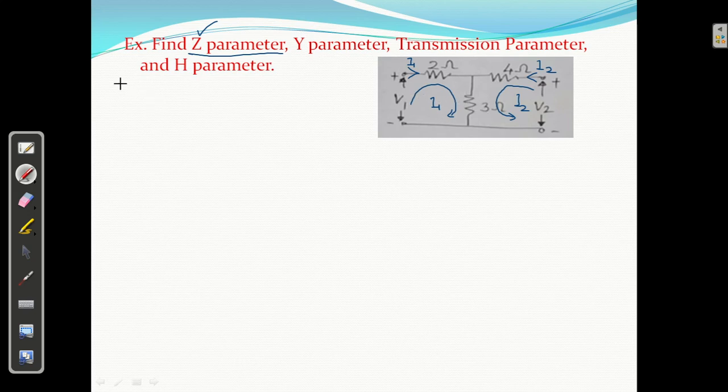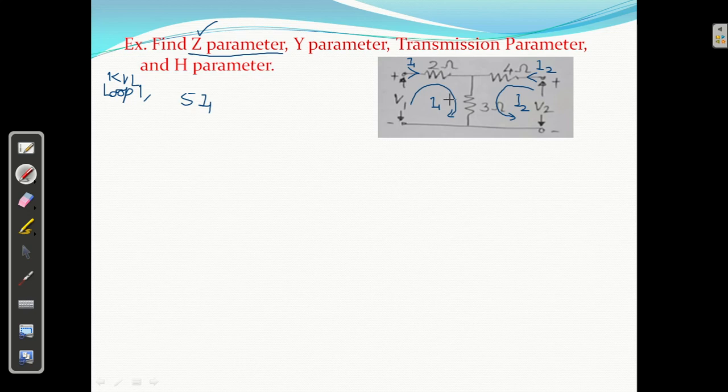Now loop 1, I am writing the KVL. Right, if you write the KVL, Kirchhoff's voltage law in loop 1, in this loop I1 flows through 2 and 3, so it is 5I1, 2 plus 3, that is 5I1. I1 is flowing in 2 and 3.